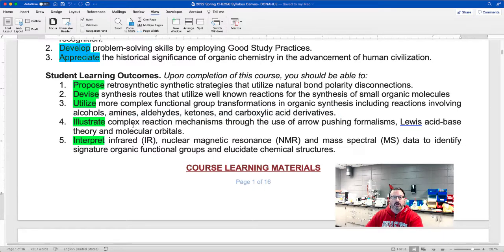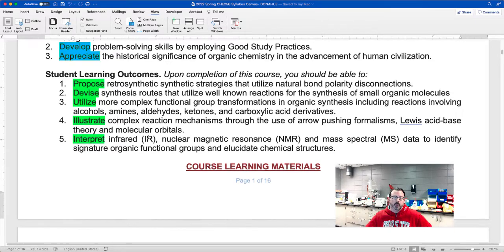Number 4, illustrate complex reaction mechanisms through the use of arrow-pushing formalism, Lewis acid-base theory, and molecular orbitals. So you'll want to know how electrons move to form and break bonds, and be very rational about functional group reactivity. And number 5, interpret IR, NMR, and mass spec data to identify signature organic functional groups and elucidate chemical structures.